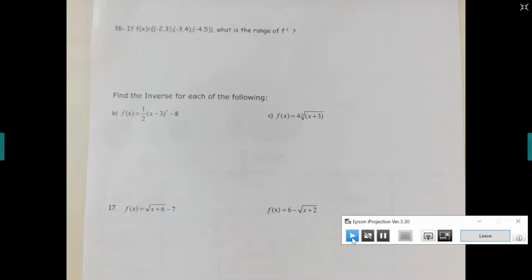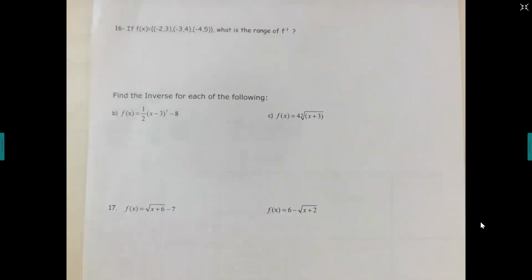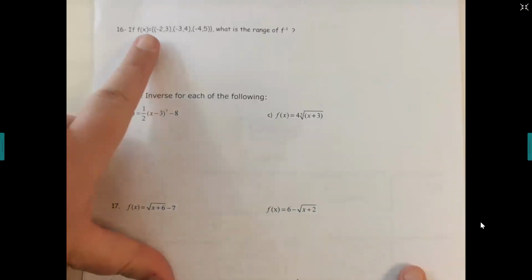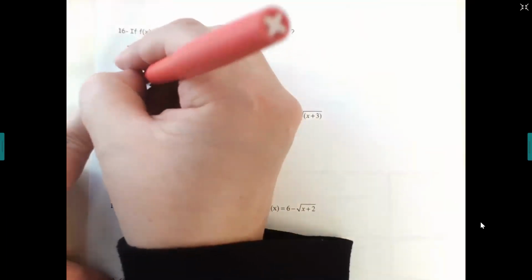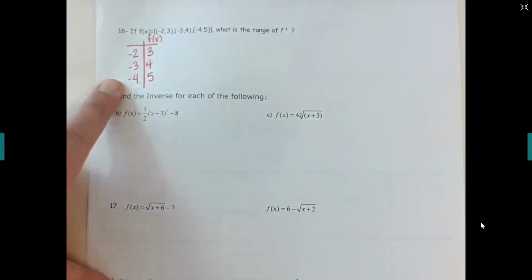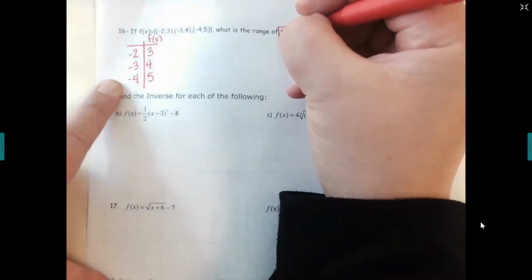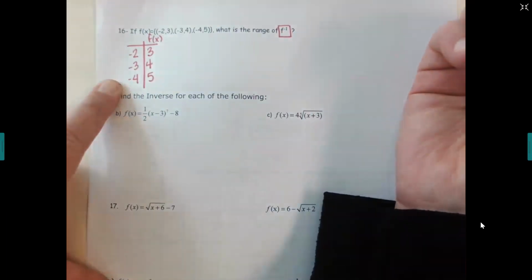Okay. So remember, the big thing about inverses is that you're switching the X and the Y. So for example, let's say I'm doing number 16. It says that for F, I have -2, 3, -3, 4, and then my last one is -4, 5. That's for F of X. Then how would I find the table for F to the -1? What would I do with those original ordered pairs?